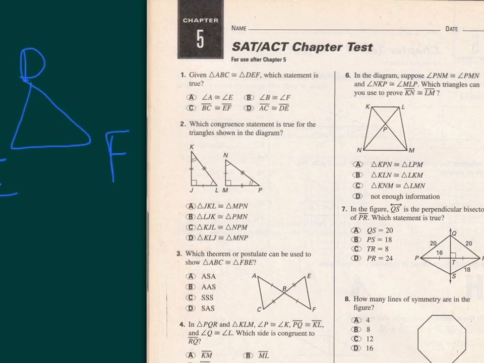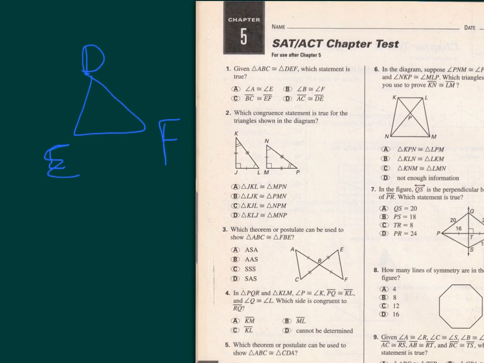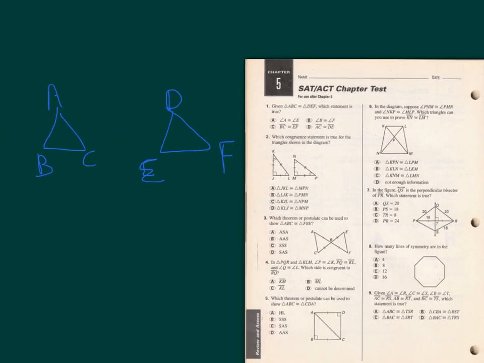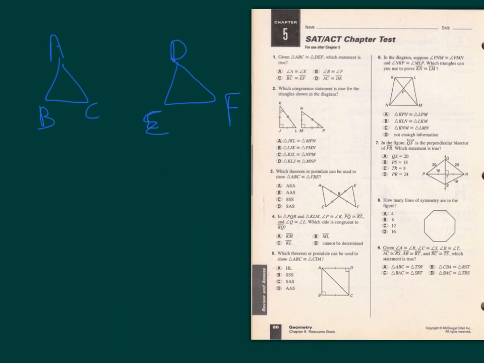Is it A, angle A is congruent with angle E? B, angle B is congruent with angle F? C, segment BC is congruent with EF? Or D, segment AC is congruent to segment DE? All right, again, I would draw a picture and mark each one and see which one is true.